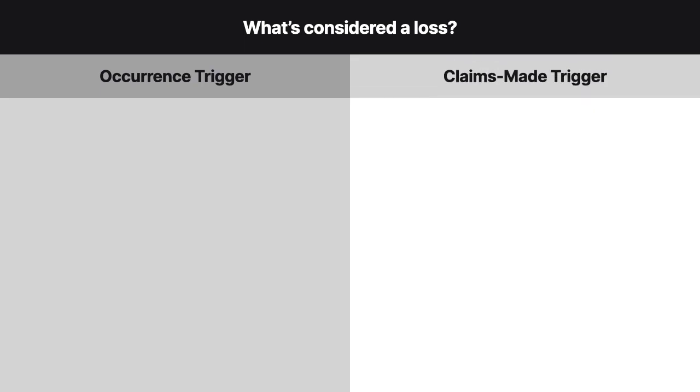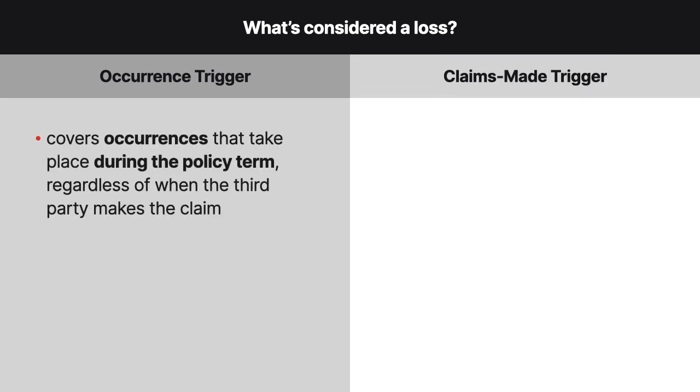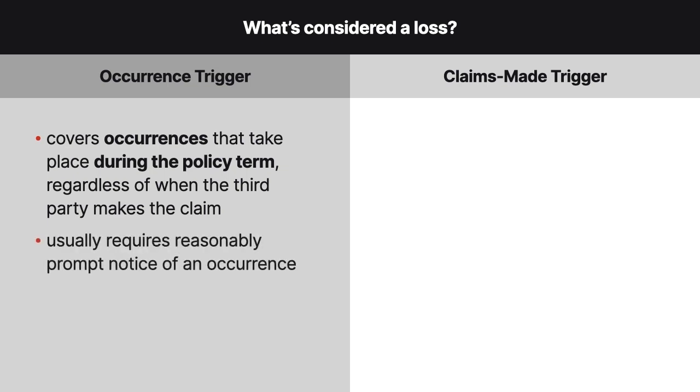For loss notice conditions, what's considered a loss depends on whether the policy's coverage trigger is an occurrence or a claims-made trigger. If a policy has an occurrence trigger, the policy covers occurrences, meaning accidents or wrongful acts, that take place during the policy term regardless of when the third party makes the claim. In an occurrence policy, the loss notice condition usually requires that the policyholder give the insurer reasonably prompt notice of an occurrence.